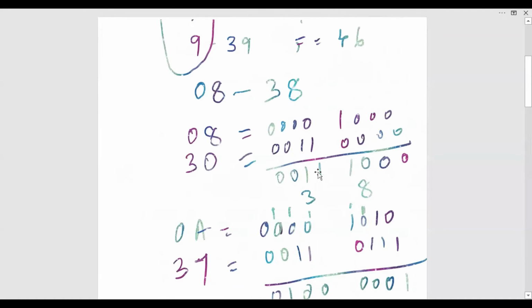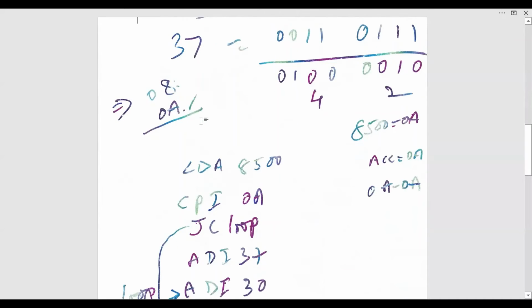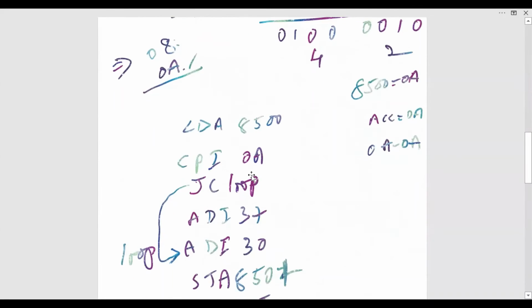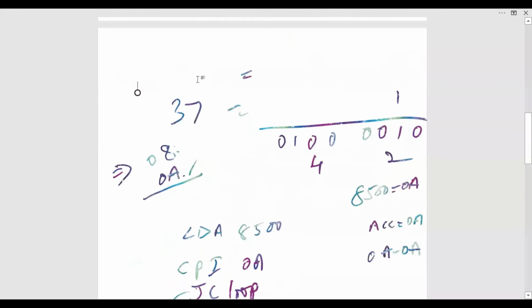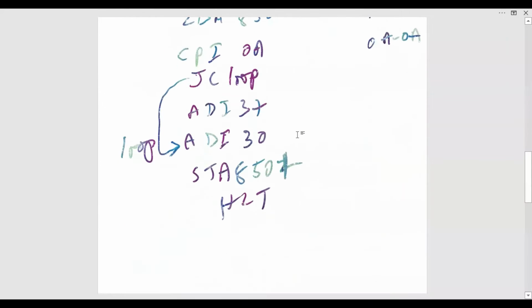So we subtract 0A from the input to perform the subtraction. CPI is compare immediately the contents of accumulator with 0A. That means it performs the subtraction and sets the carry flag only. So if there is carry, that means the input number is less than 0A. If there is no carry, the input number is greater than 0A. Accordingly, we'll add 30 or 37.